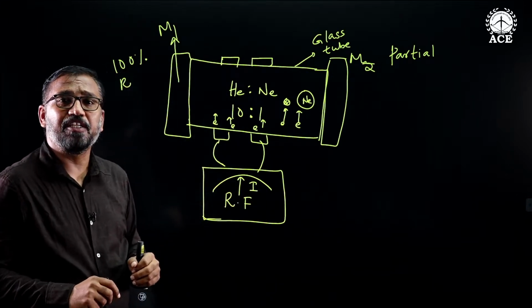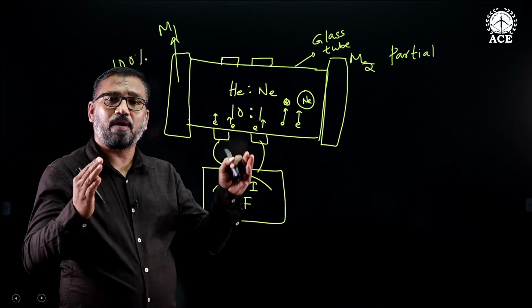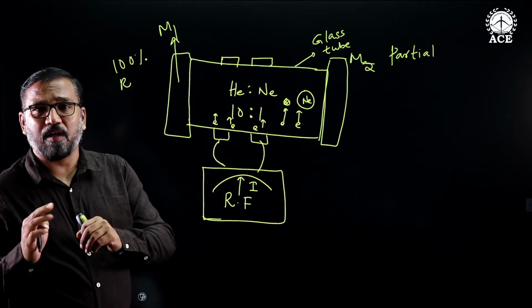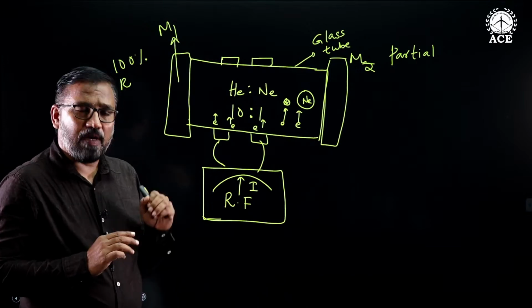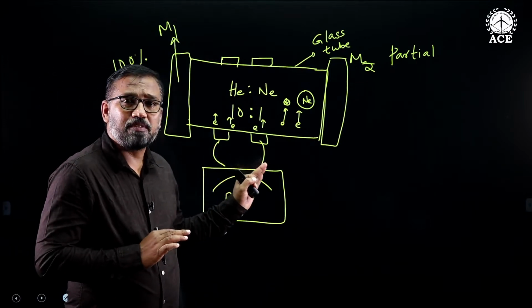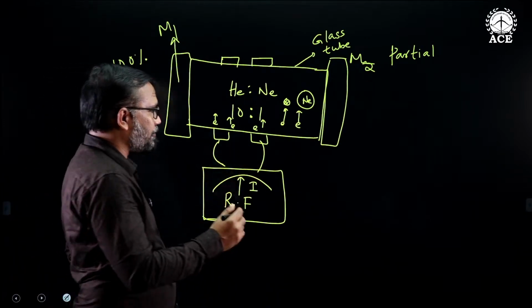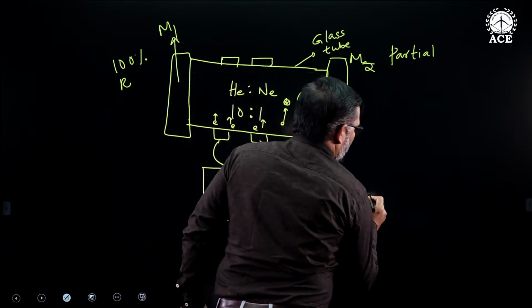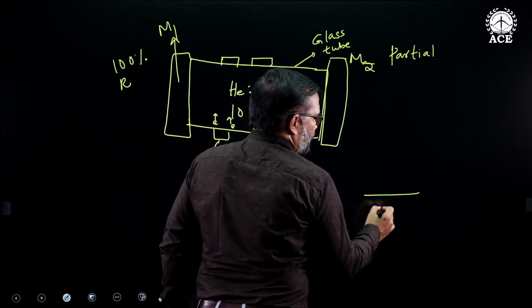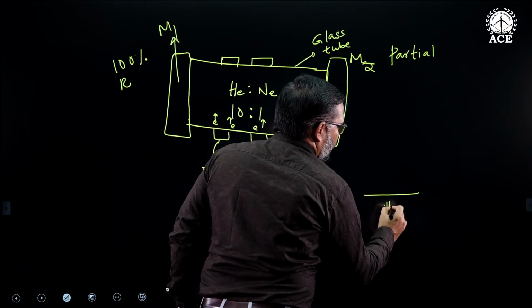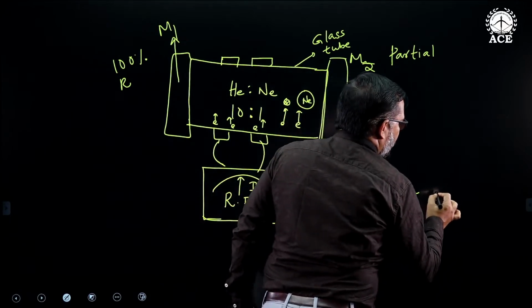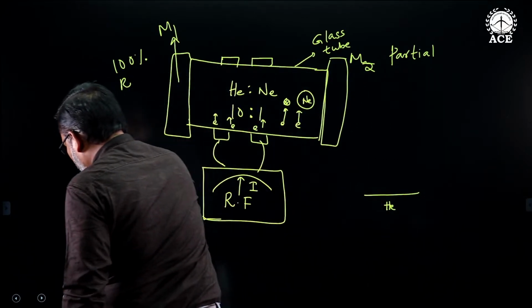And one more thing, you people are going to have a doubt. Sir, why are they in a 10:1 ratio? Why more helium atoms and fewer neon atoms? Because helium atoms are going to be excited. See here. So this is the helium atom. This is related to helium, and I will show the complete diagram here.